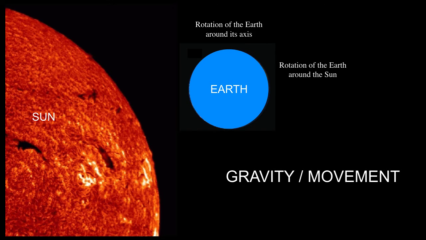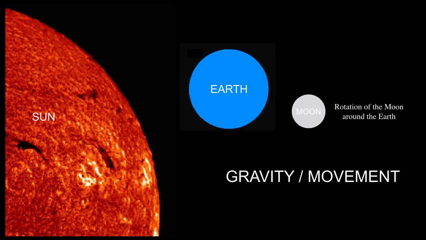And our pale blue dot in space has a few abiotic influences. We'll start with gravity and movement. The formation of the Earth had a lot to do with gravity and movement, and these are the forces that still have tremendous influence on how Earth works. So there's the rotation of the Earth around its axis, the rotation of the Earth around the Sun, the rotation of the Moon around the Earth. So movement and gravity are still playing a large role in how our planet works.